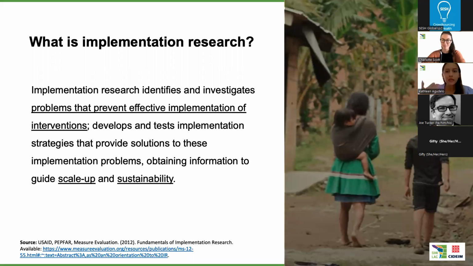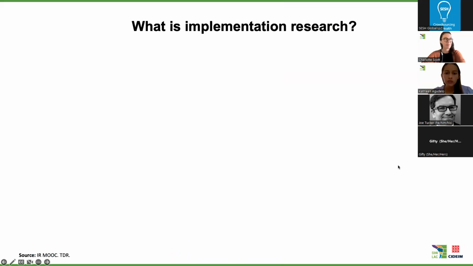implementation of those interventions. It also develops and tests implementation strategies that provide possible solutions to these problems, and always obtains information to guide the scale up and the sustainability, which are two special elements of implementation research. And it is also always generating evidence.